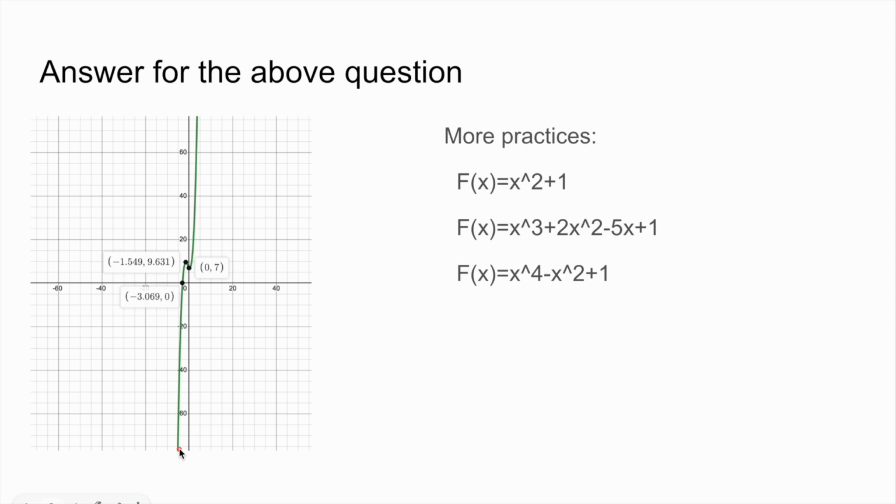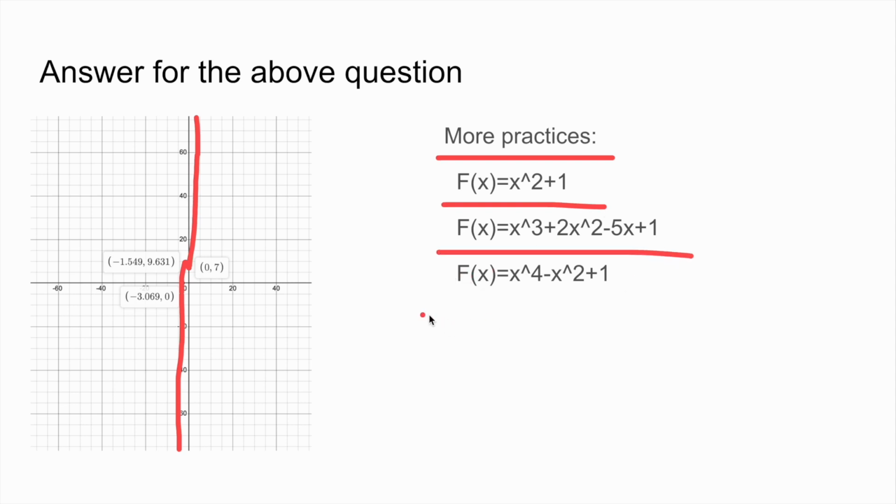You could say it goes from negative infinity, keeps increasing until the first turning point you found by derivatives, then turns down, and at the second turning point it turns up again. Here are some more practices where you can use derivatives to briefly draw functions with higher exponents.